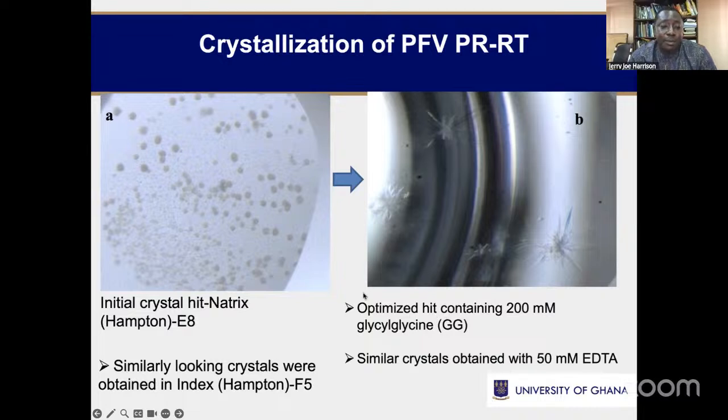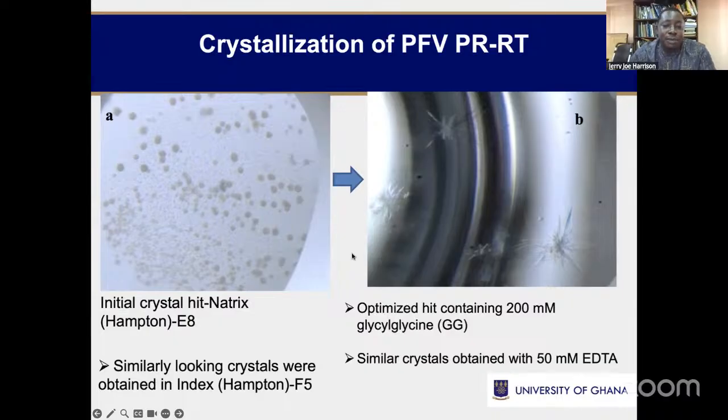And these had, in addition to the other components, 200 millimolar glycylglycine. And then in another, Hampton Index H5, there was a similar type of crystal that had 50 millimolar EDTA in there. At this point, we had really gotten to our wits' end, and these crystals are virtually transparent. Even fetching them was very, very difficult. And so using these for structure determination was really not going to be possible.